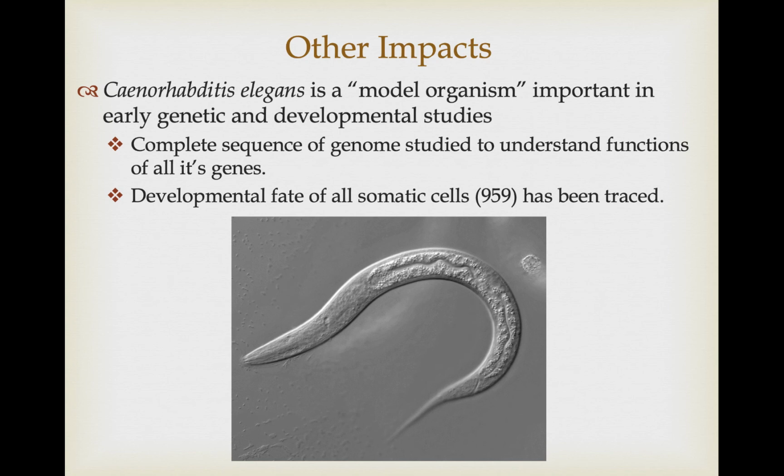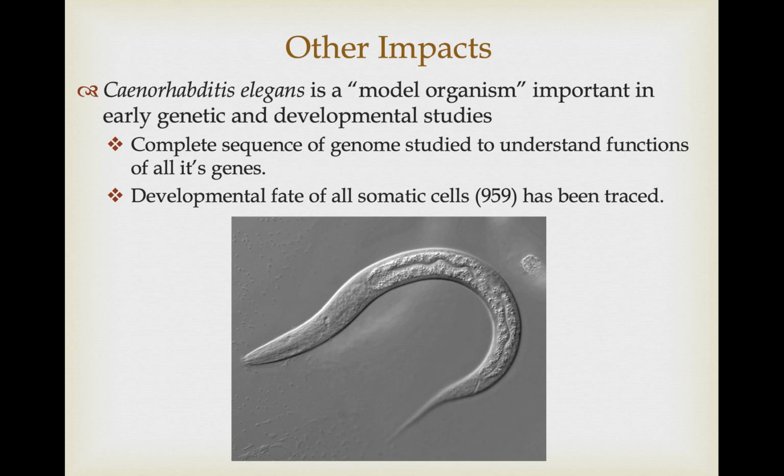And so early genetic and developmental studies have led to a lot of important discoveries about genetics and developmental biology in general. So C. elegans, we now have a complete sequence of its genome, and we have that for quite a few animals and plants now, but this was one of the first ones for which we were able to get a complete genome sequence. And this has led to us understanding the function of every single one of its genes.